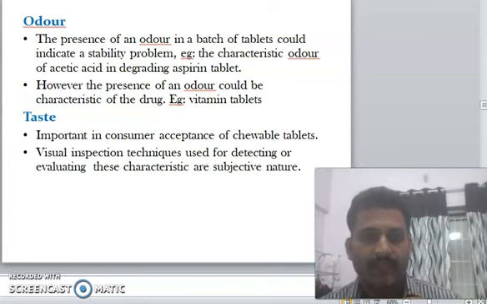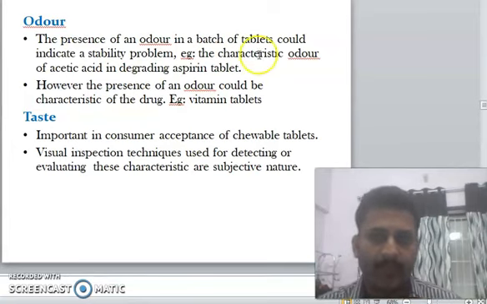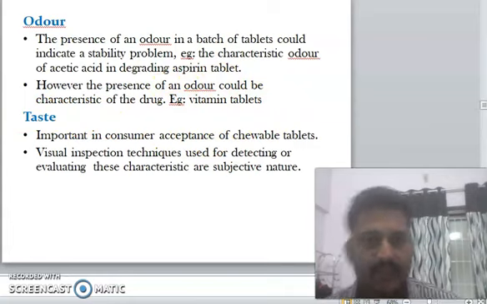In the first case you can see the example, the characteristic odor of acetic acid in the degradation of an aspirin tablet. So an odor of acetic acid in an aspirin tablet means there is a degradation of the tablets. Then the odor could be a characteristic. Vitamin E has a characteristic odor that indicates the presence of that vitamin in the tablet.